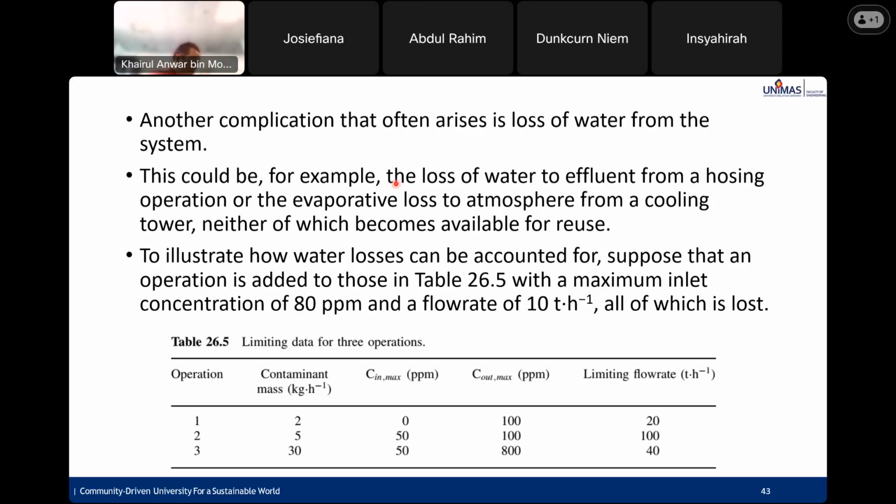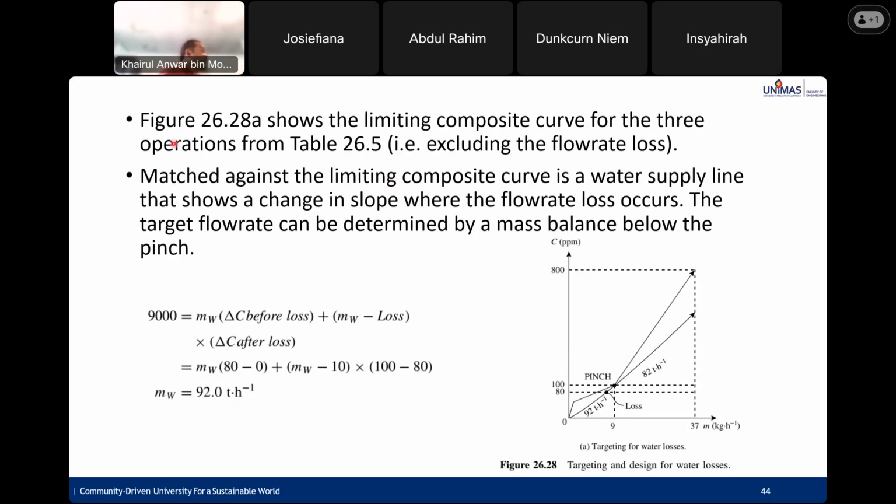This is table 26. This is figure 26.28. This figure shows the limiting composite curve for the three operations from table 26.5, giving a flow rate loss. Once again, the limiting composite curve is a water supply line that shows a change in slope where the flow rate loss occurs. The target flow rate can be determined by a mass balance below the pinch. So in this case, 92 ton per hour.